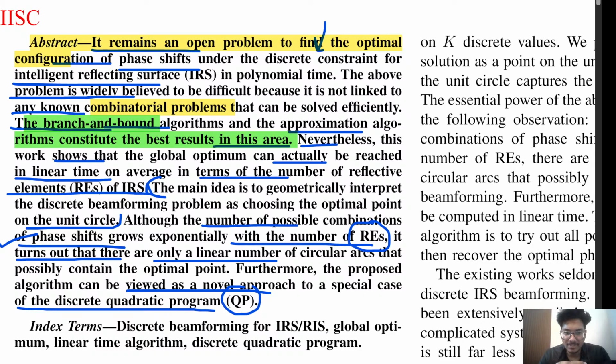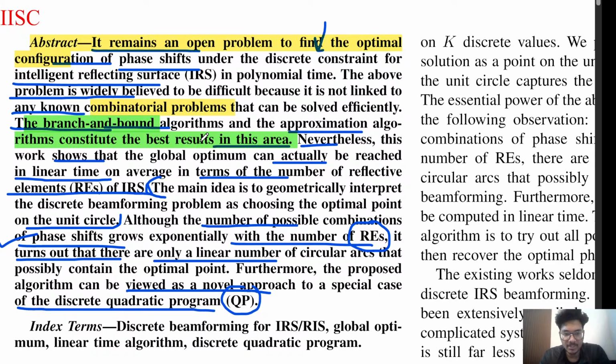Nevertheless, this work shows that a global optimum can actually be reached in linear time on average for the number of reflective elements. The main idea is a geometric interpretation of the discrete beamforming problem by choosing the optimal point on the unit circle. So in this lecture, we have shifted from the theoretical things to geometrical things. The main idea is to interpret discrete beamforming geometrically by choosing the optimal point on the unit circle.